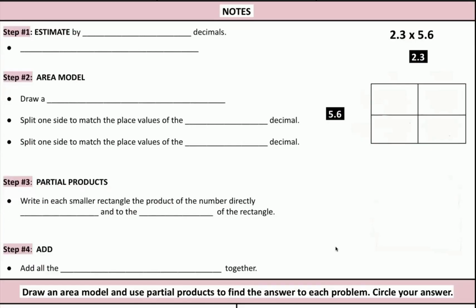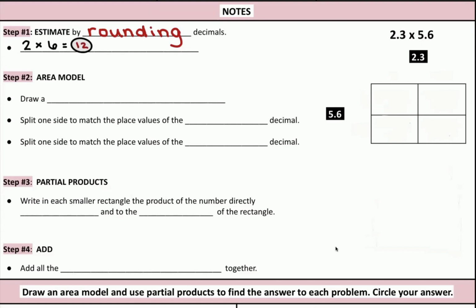Let's get started with some notes. The problem we're working with in our notes is 2 3/10 times 5 6/10. Our first step is we are going to estimate by rounding our decimals. So we can round 2.3 to 2 and 5.6 to 6. And our estimated answer is 12.